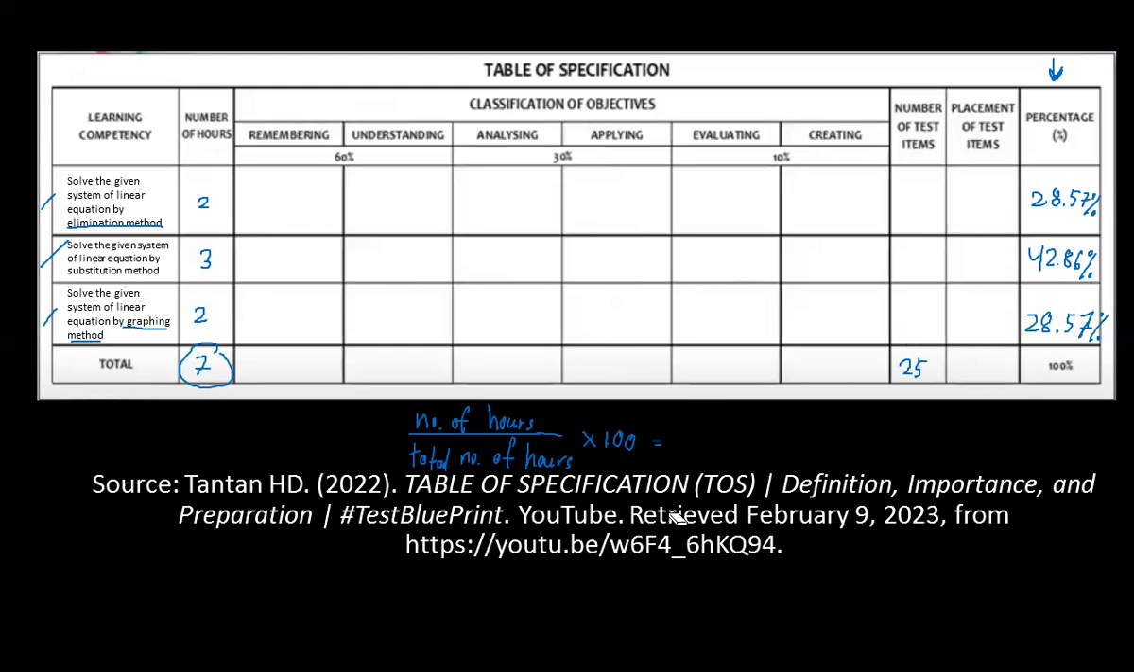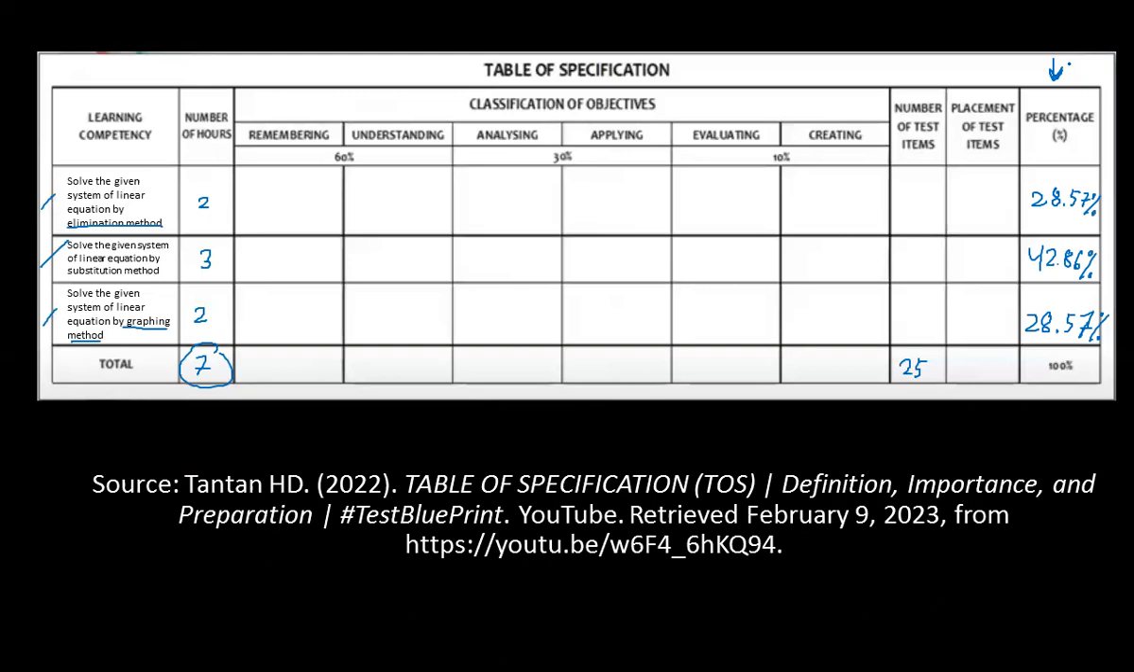Okay? So before we proceed to the next step, make sure pag inadd mo lahat ng percentage dito sa percentage column ay eksaktong 100. Okay? Or basically at least 100 to be approximate. Okay? So ulitin ko ha. Dito sa percentage column dapat i-add mo lahat ng percentage dito. And dapat 100 ang sum nito.